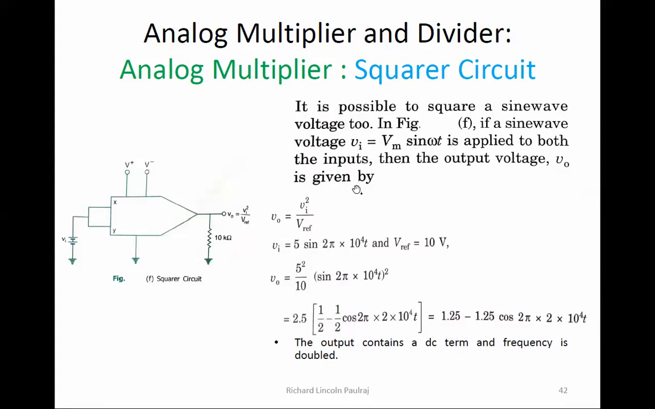So let's take it that I'm going to give the input as Vi is equal to Vm sine omega t. So Vi is equal to Vm sine omega t.